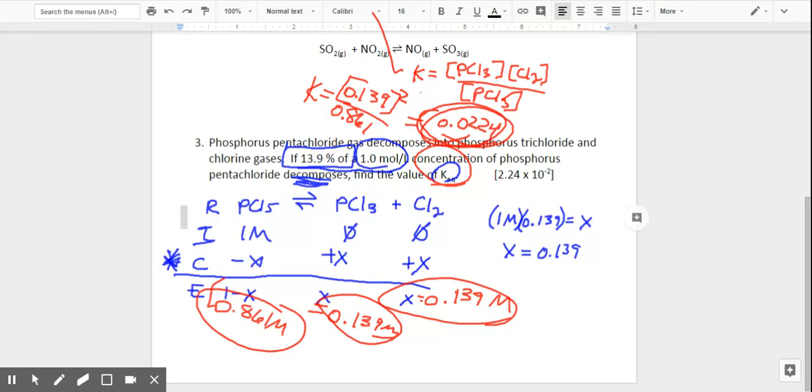So I hope this was a good way to show you how to work these rice charts. You will be working them tons in this unit, when we're talking about Ksp after Thanksgiving break, and whenever we're doing acid-base, you're going to be working these rice tables a lot. So it's really important to pick out keywords from there and be able to set up your chart to organize your information.